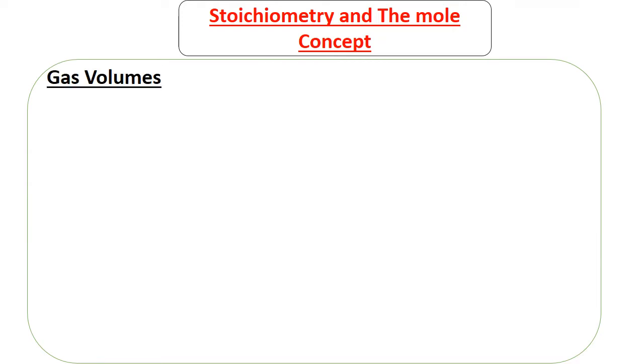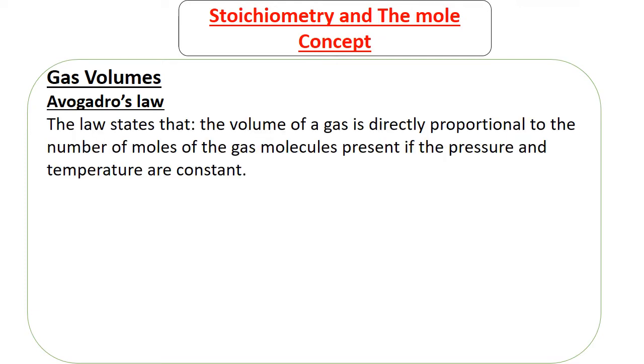On gas volumes, we're going to start with what is called Avogadro's Law. Avogadro's Law states that the volume of a gas is directly proportional to the number of moles of the gas molecules present if the pressure and temperature are constant. What this basically means is if you increase the volume, the number of moles should increase. If you increase the number of moles of the gas, the volume should increase. Mathematically, it can be expressed as number of moles equals volume of gas over molar volume. Volume of gas is just the volume of the gas, and molar volume is a constant.